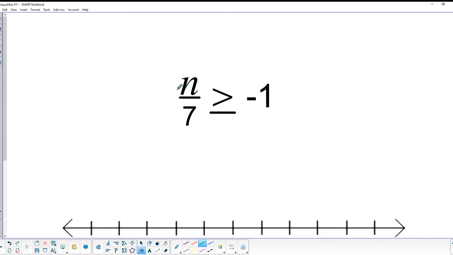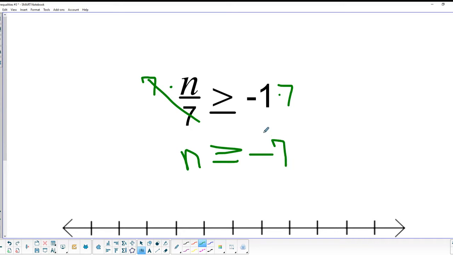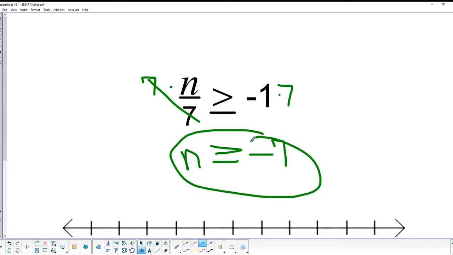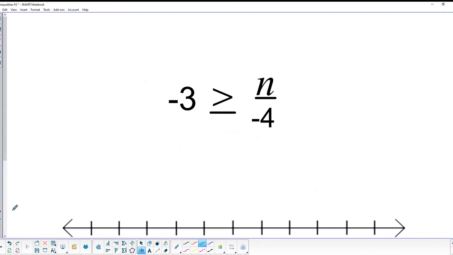Well, this is one where we're doing a multiplication. So we're going to multiply both sides by 7, which is a positive number. So those cancel each other out, and we're left with n is greater than or equal to -1 times 7, which is -7. All right, let's keep it going here.